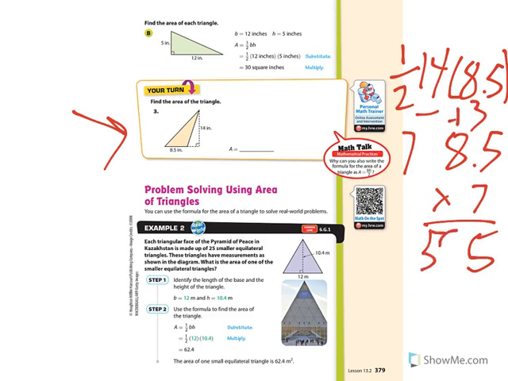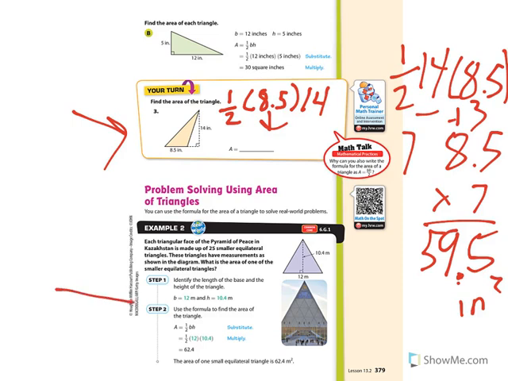So 59. If you guys want to use a calculator to do some of these harder ones, it's fine, but I would like you guys again to show your work for this. This is how you would do it then on your assignment. You would just do 1/2, put them in parentheses, 8.5 times 14. And then you'd write your answers, square inches.